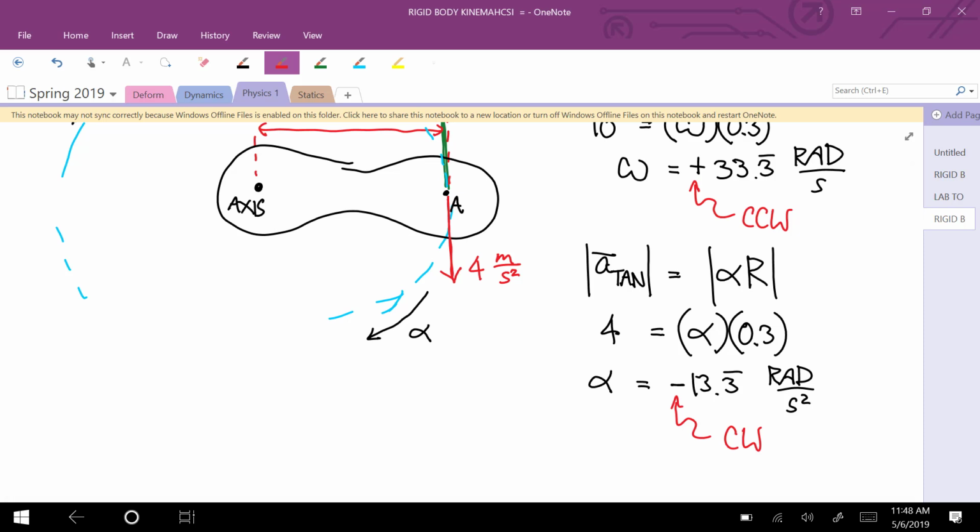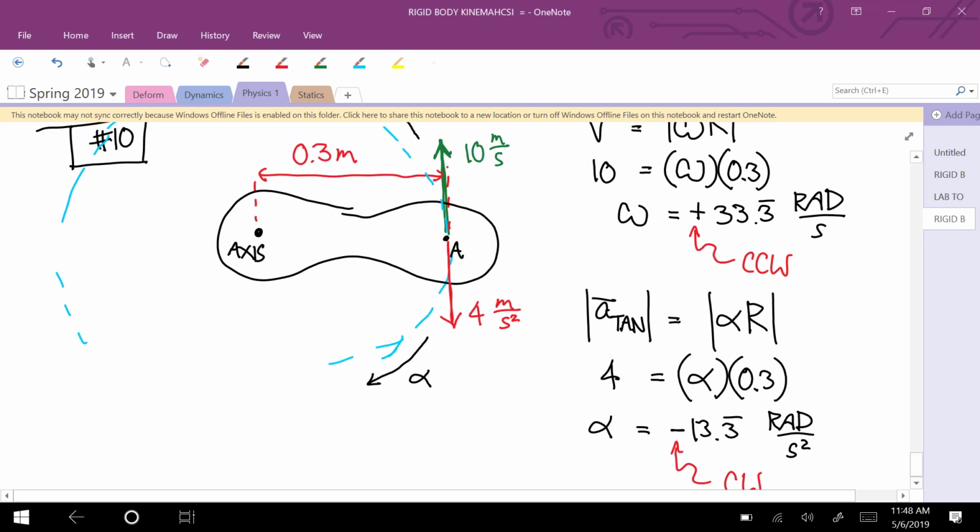And then it asks some stuff. Is it speeding up or slowing down? It's slowing down because velocity and acceleration are opposite. Angular velocity and angular acceleration are opposite. For either of those two reasons, you can tell that it's slowing down.